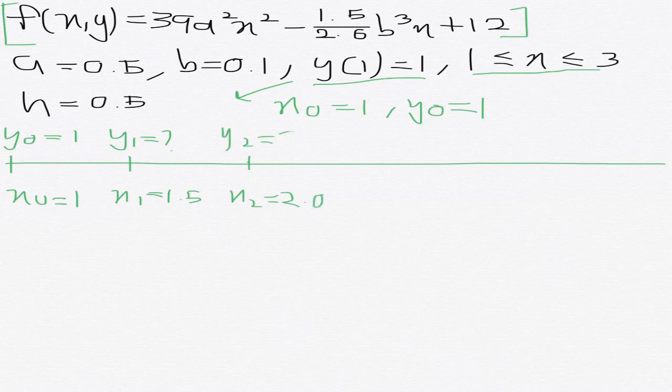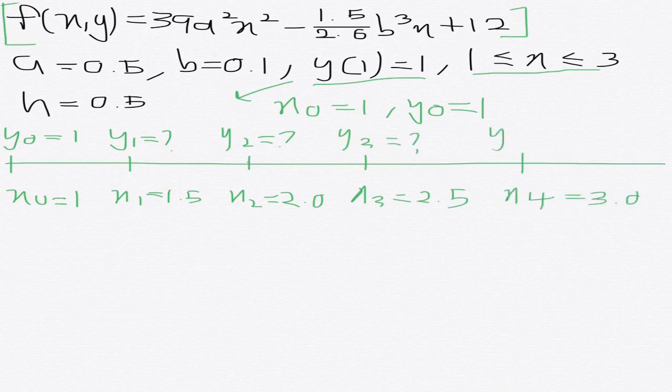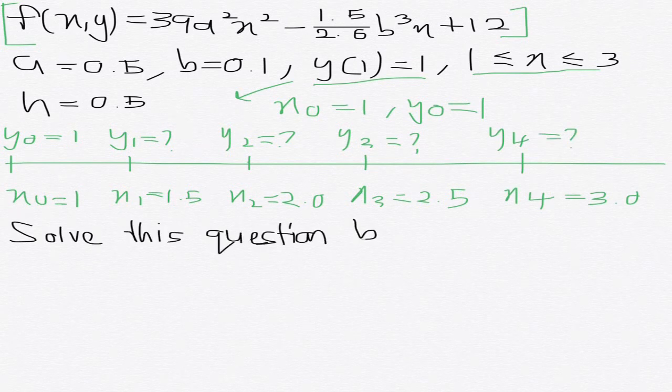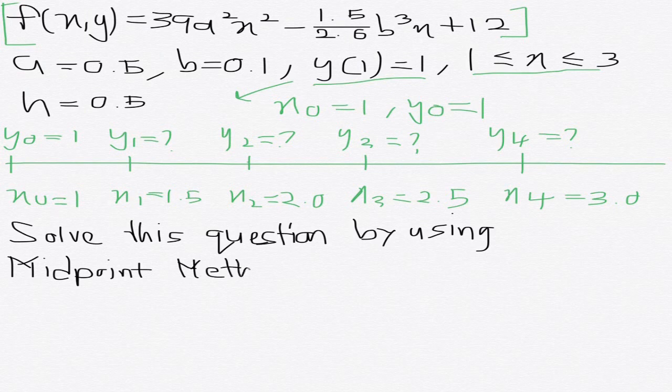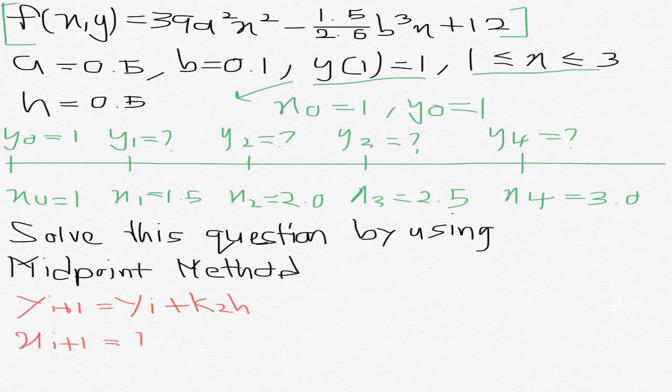So from this question, if you have solved the previous question, you may be familiar with this question. Referring to the previous question, the interval is given between 1 and 3. Our task is to find y1, y2, y3 and y4. And we know that x1, x2, x3, x4 will be adding 0.5. So in this question, we are going to solve the question by using the midpoint method.